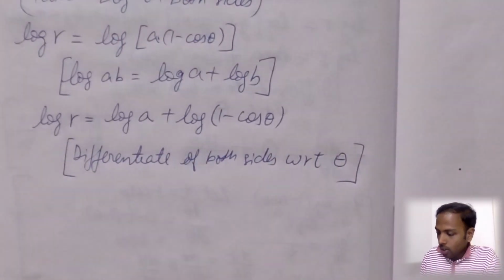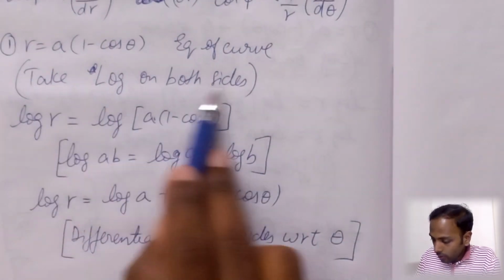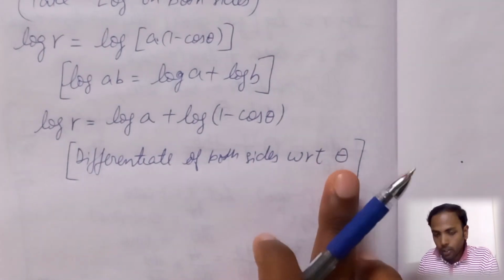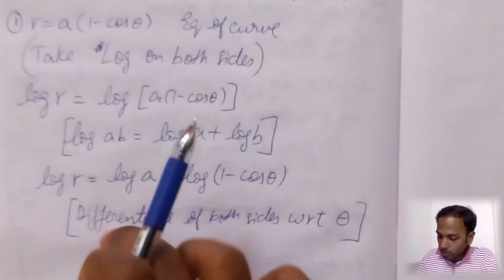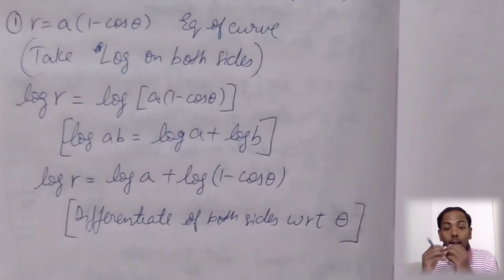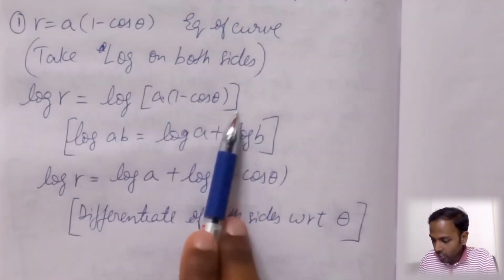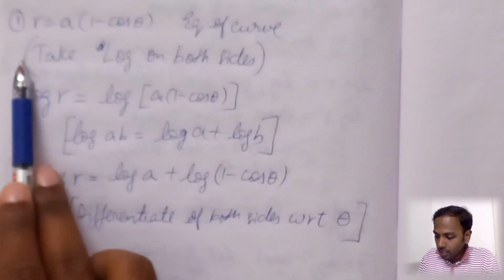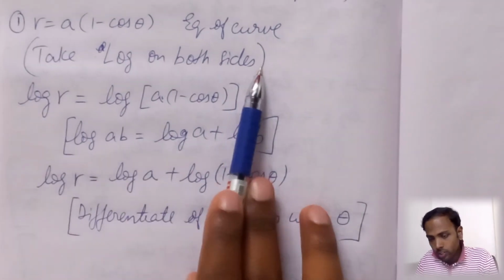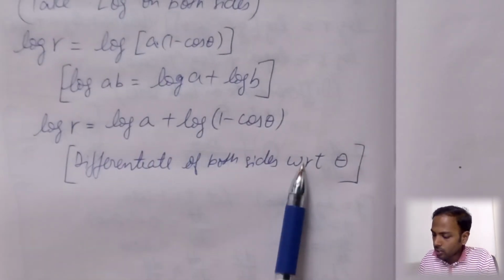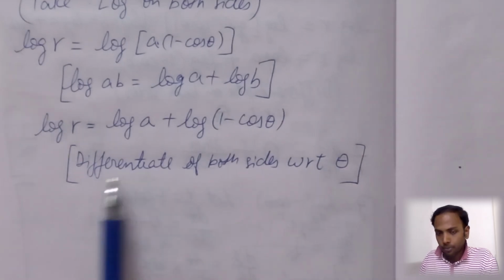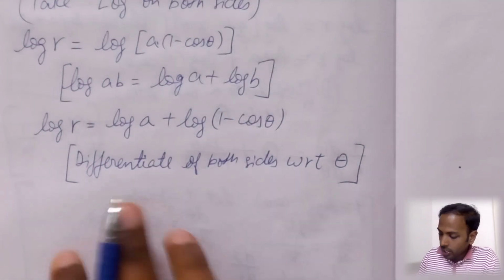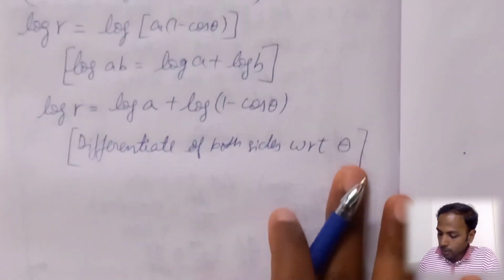This first step, taking log on both sides, and this step, differentiating on both sides with respect to theta, will always be there in every single question. Of course, the simplification part, where you must know and apply some formula, will differ question by question. But these two steps, taking log on both sides as a first step, and then differentiating both sides with respect to theta, will always be there. So differentiate both sides with respect to theta.